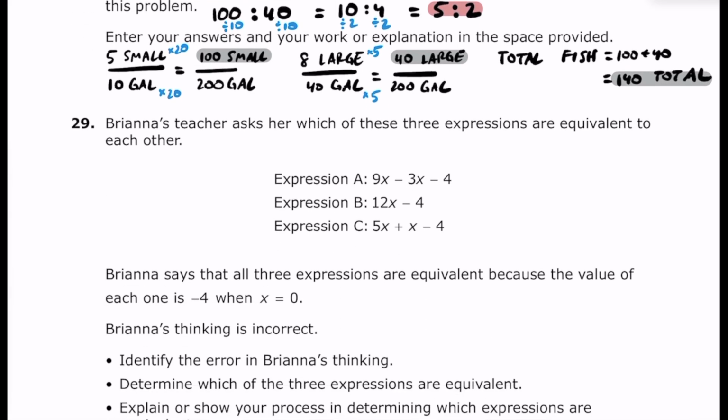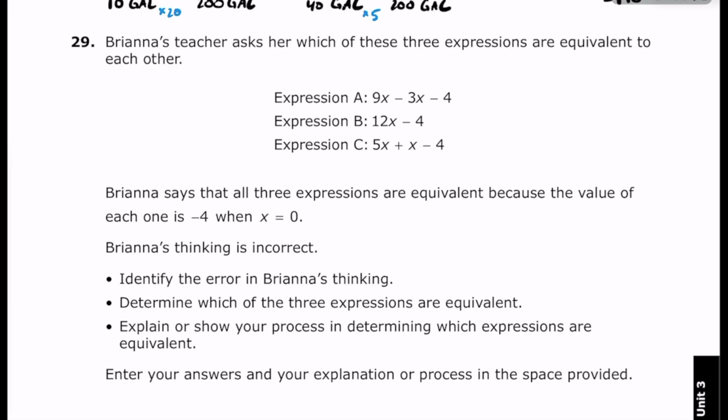All right, let's check out 29. In 29, Brianna's teacher asks her which of these 3 expressions are equivalent to each other. Looks like we have 3 expressions. So expression A, we have 9x minus 3x minus 4. Expression B, we have 12x minus 4. Expression C, we have 5x plus 1x minus 4 here.